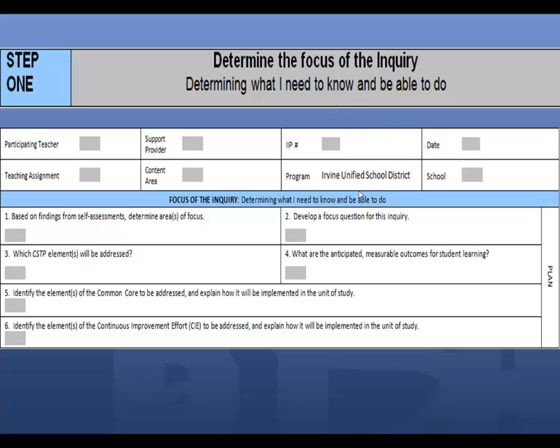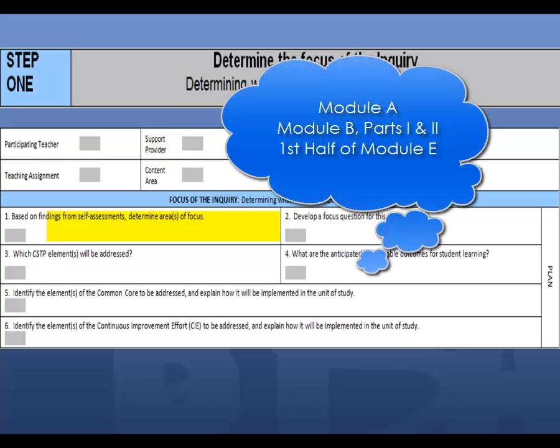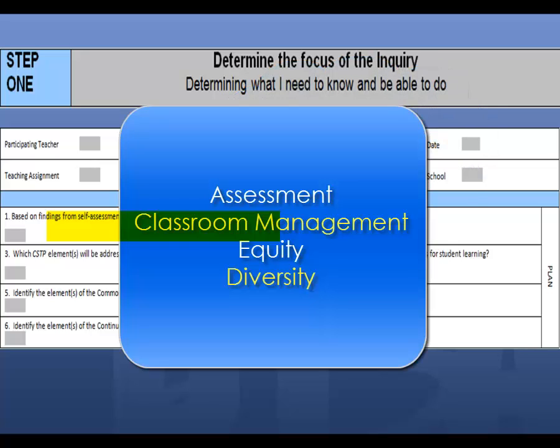We are now going to go through each cell of the individual induction plan. Cell number 1. Determine the area for focus. With your support provider, review the evidence collected prior to the inquiry of Modules A, B, Part 1, and Part 2, and the first half of Module E. Consider where you marked yourself on the continuum of teaching practice on Module E and evidence identified in Module E to assist in determining an area of focus. For example, assessment, classroom management, equity and diversity, etc.